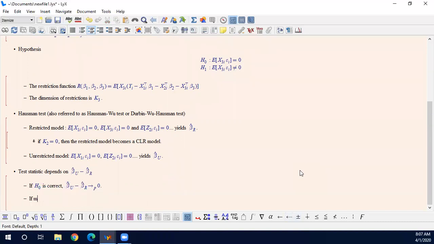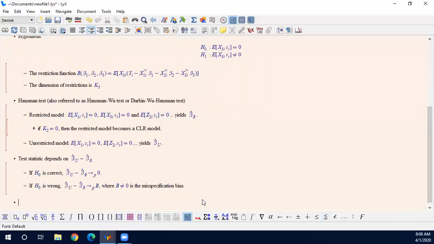But if H zero here is wrong, it will converge to the misspecification bias, and I'm going to call this B, where B is the misspecification bias. Then you can test. The idea is you estimate this, and calculate their difference, and see if their difference equals zero or not. Of course, it is not zero. So that's our test statistic.